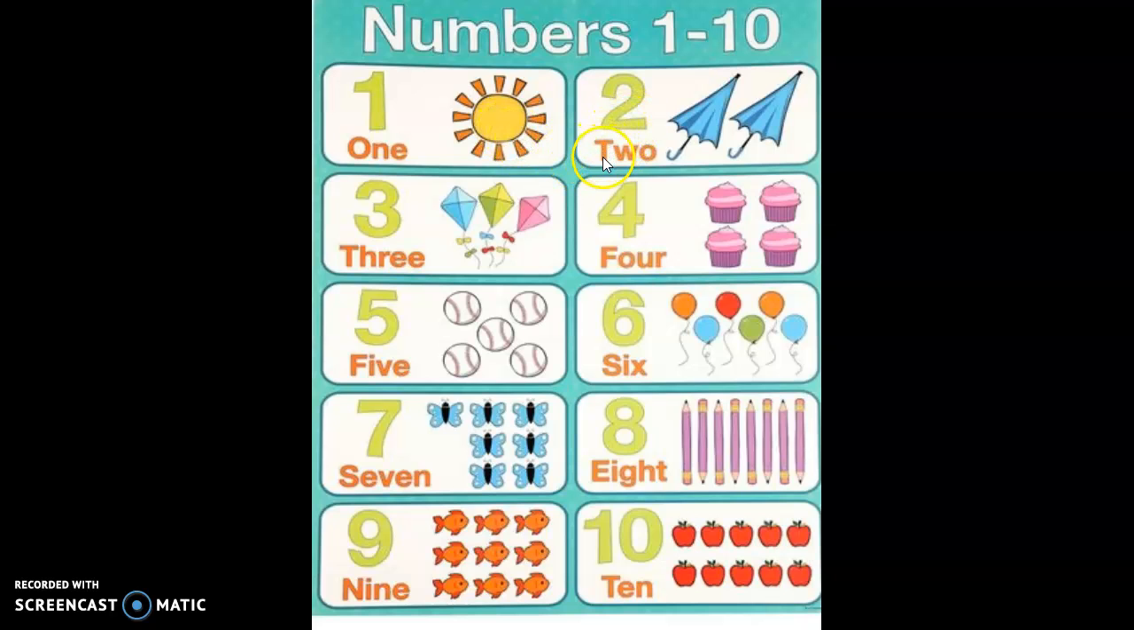2. T-W-O, 2. How many umbrellas are there? There are 2 umbrellas. Let's count. 1, 2. 2 umbrellas.